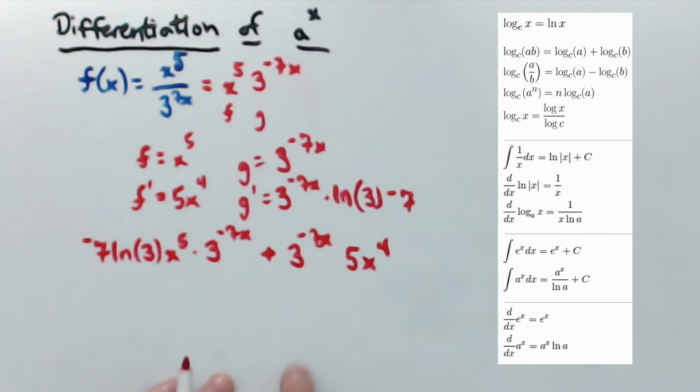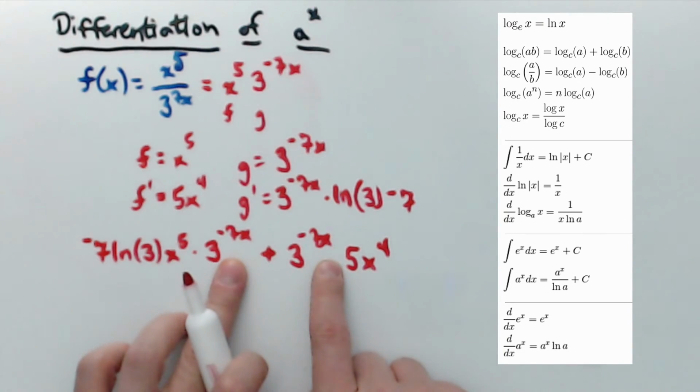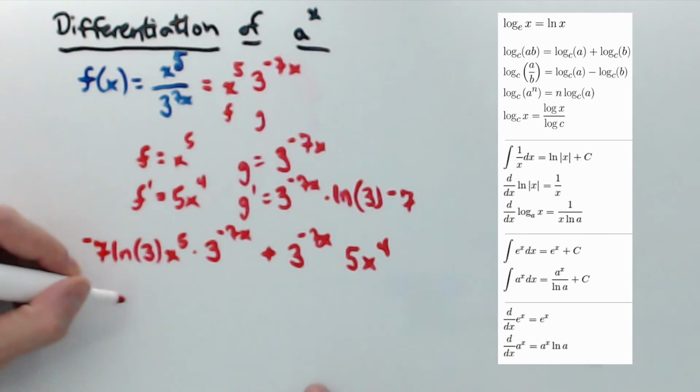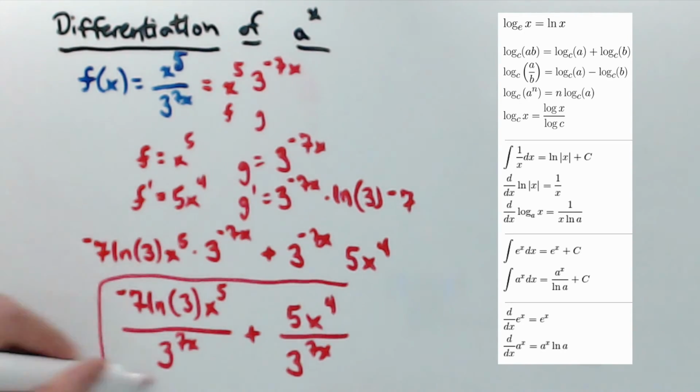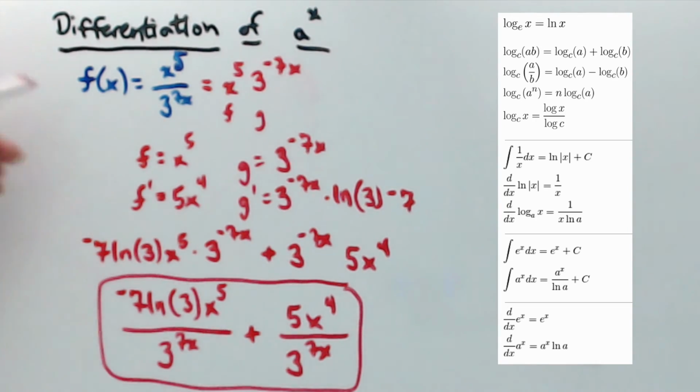Now, depending on your teacher, you might be able to just leave this as negative exponents. If you're not allowed to do that, then you're going to have to rewrite this. So now the 3 to the 7x is on the bottom, and you have a little bit more simplified derivative of what we have here.